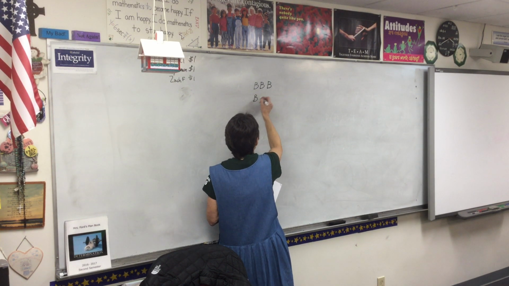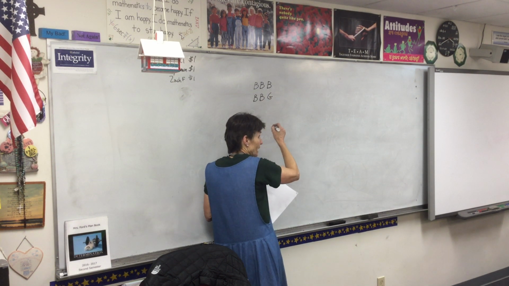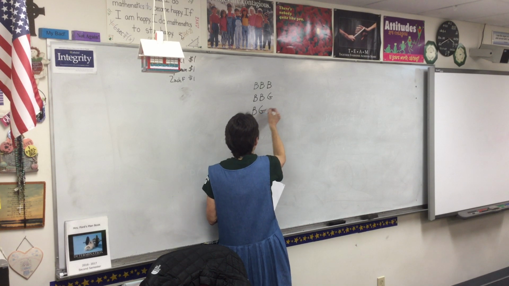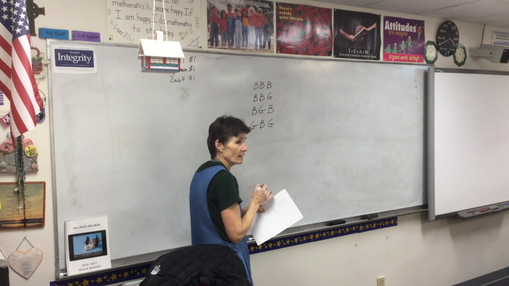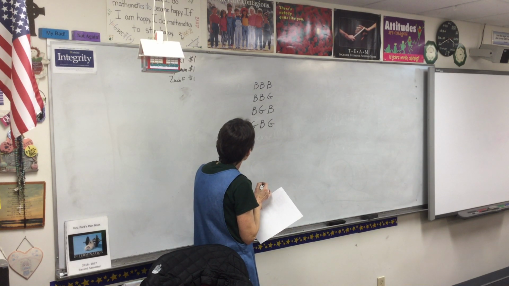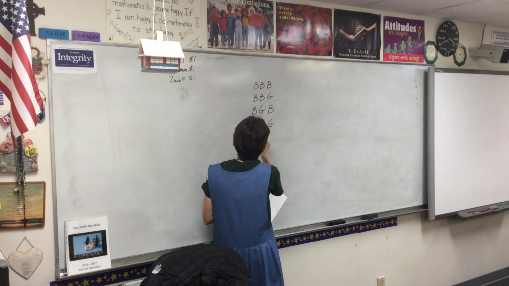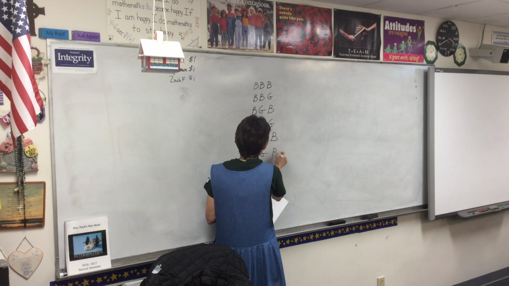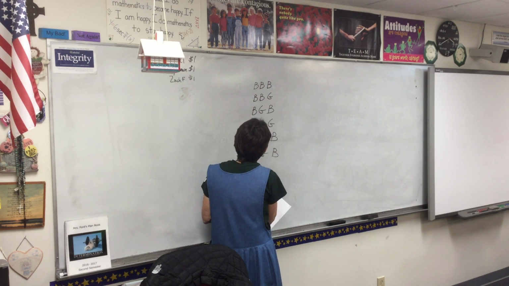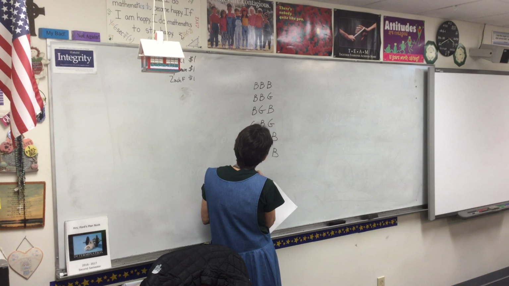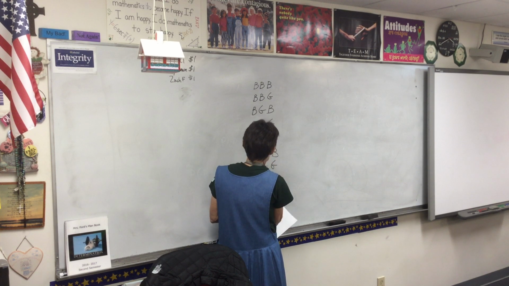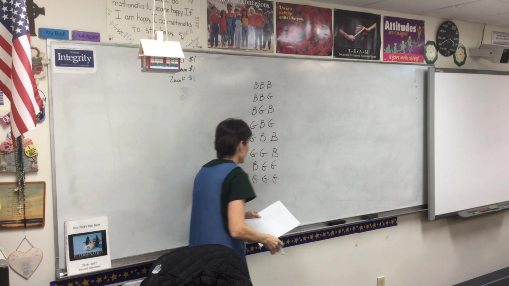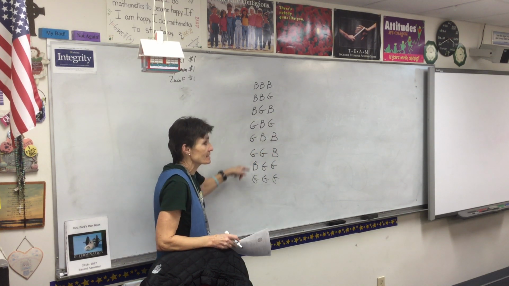The first 2 could be a boy, and the last one's a girl. Boy, girl, boy, or girl, boy, girl. Right? Oh, I think I missed one. Girl, boy, boy. And then girl, girl, boy. Boy, girl, girl. And then girl, girl, girl. There they are. There are the 8 sequences.